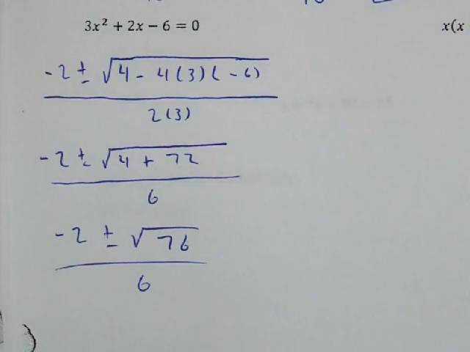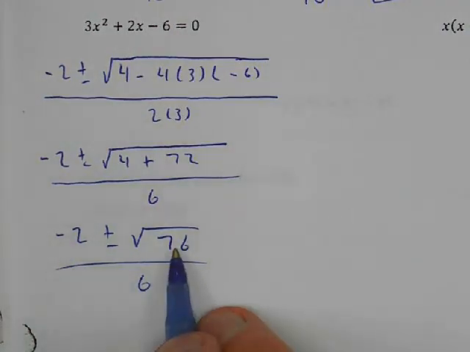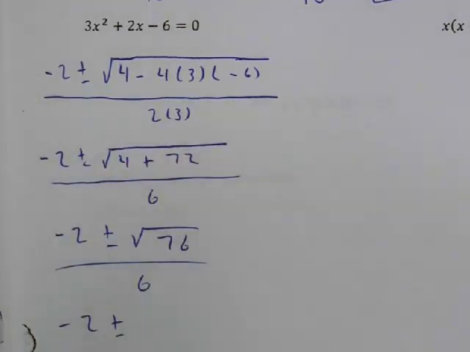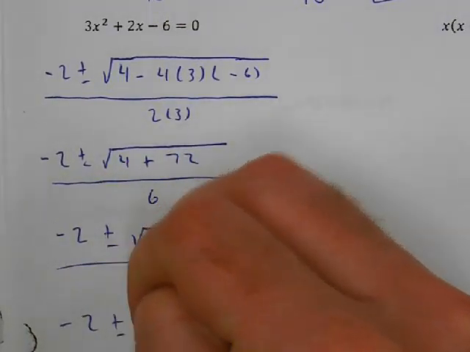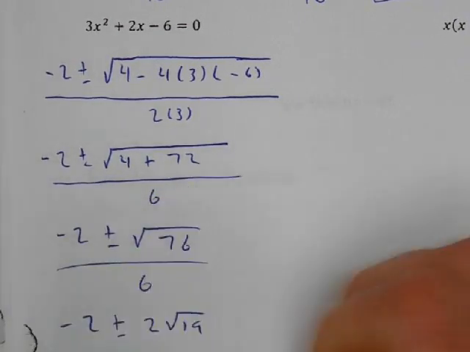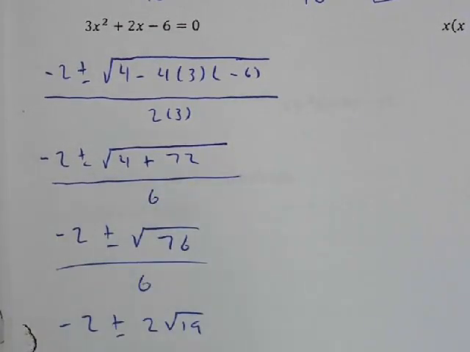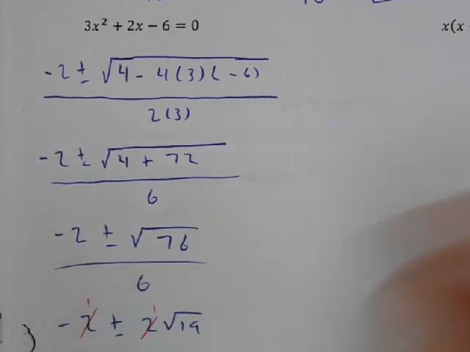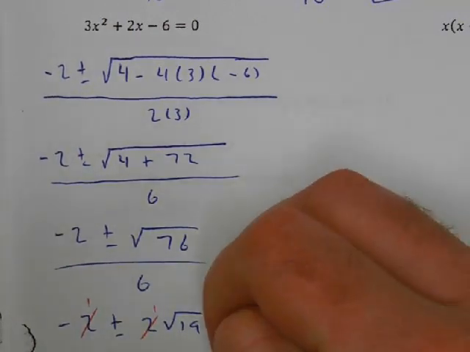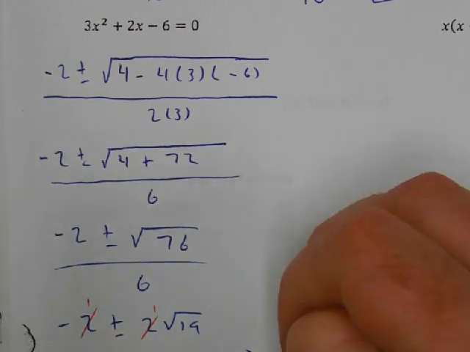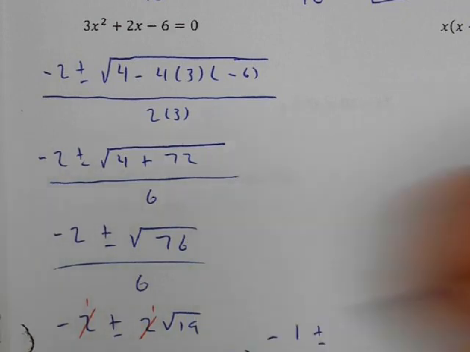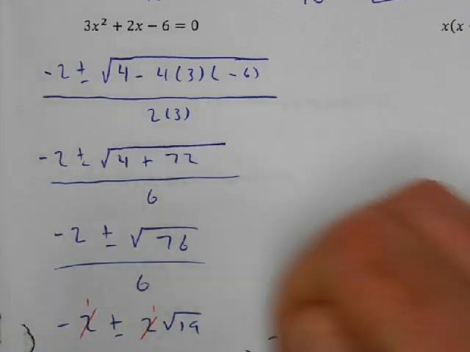Okay. And then we want to simplify if we can. And then, yeah, we can simplify this. So let's see, that's going to be negative 2 plus or minus 2 root 19 over 6. And then I can divide all three parts by 2. So let's reduce. This is going to become a 1, this is going to become a 1, and this is going to become a 3, which gives us our final answer of negative 1 plus or minus. You don't need to write the 1, just root 19 over 3.